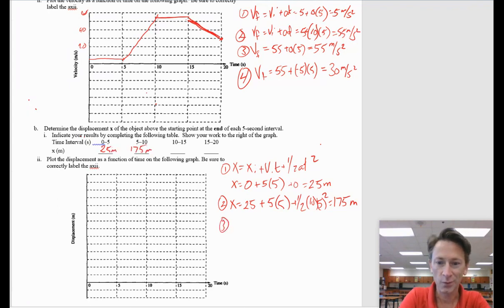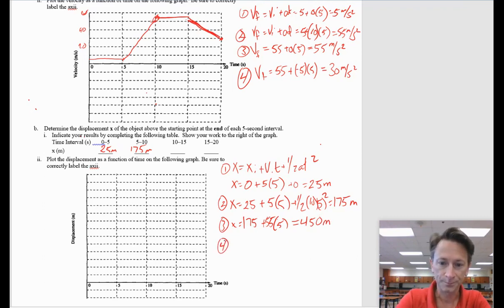Now for the third one, we're going to do the same thing. Now our new position is 175. I'm sorry, for the third one, the initial velocity at the beginning is 55. And it's going to be that way for 5 seconds. There is no acceleration, so that part cancels out and goes away. And when we calculate that out, we get 450 meters.